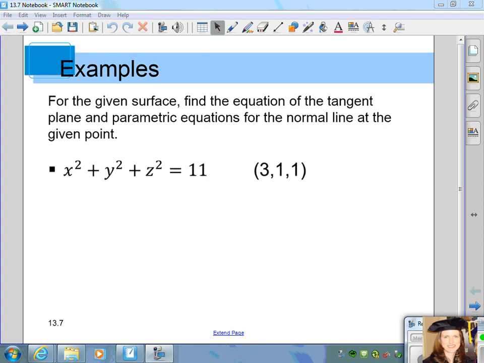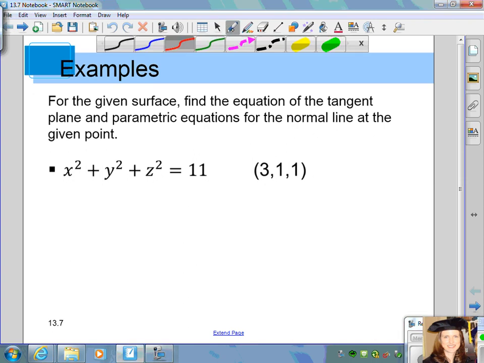In this case, we have the surface x squared plus y squared plus z squared equals 11. If you recognize it, that is an equation for a sphere centered at the origin, and the radius of that sphere is the square root of 11. So we're looking at a sphere in space, looking at a point on the sphere. We want to find the equation of the plane that's tangent to that, as well as the equations for the normal line. We want to begin by writing a capital F of x, y, z.